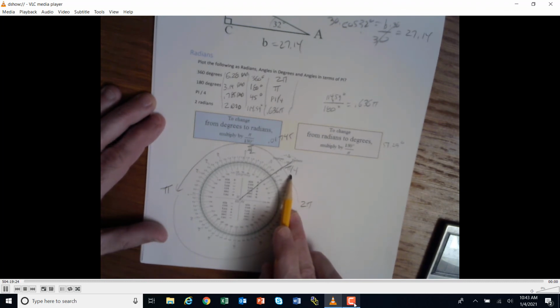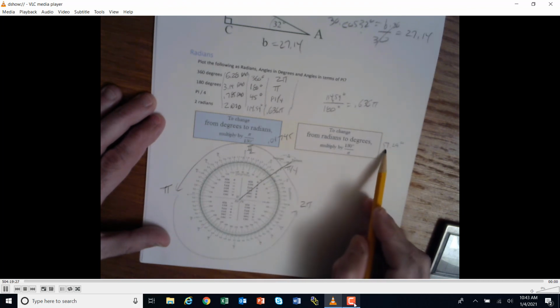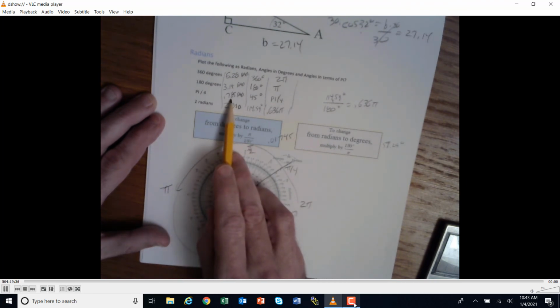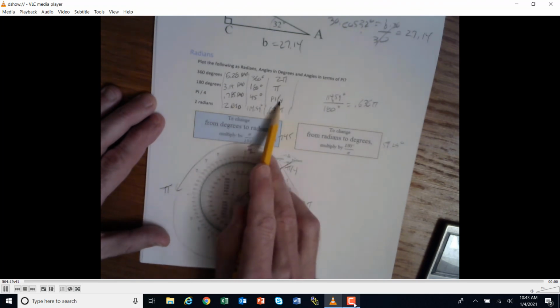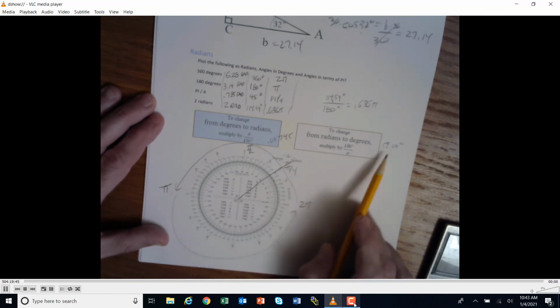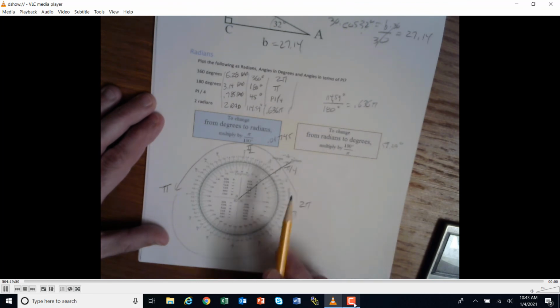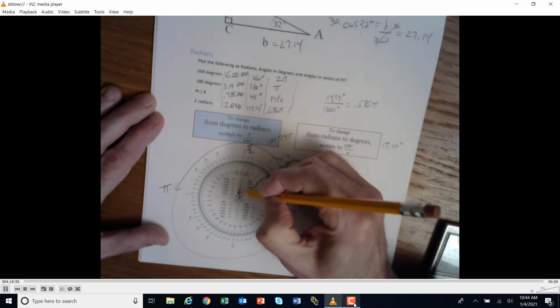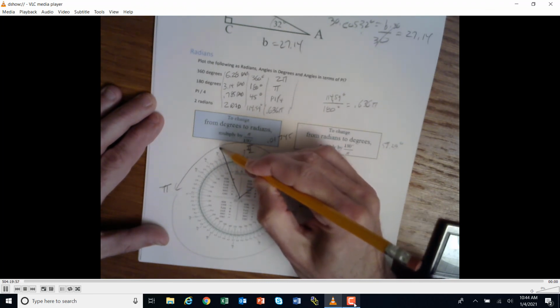We saw that 1 radian was 57 degrees. So we're not even to 1 radian. 1 radian would be up here at 57 degrees. We are at about 3/4 of a radian, 0.785 radians, 45 degrees, pi over 4. And the last one we did was 2 radians, where we took the 57.29 and multiplied it by 2. We got 114 degrees, so that would be in here somewhere.